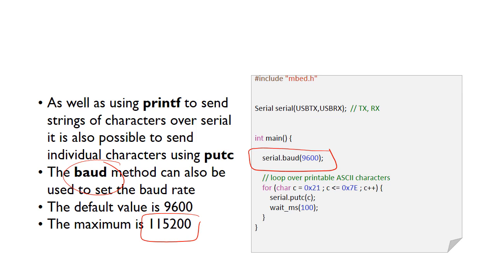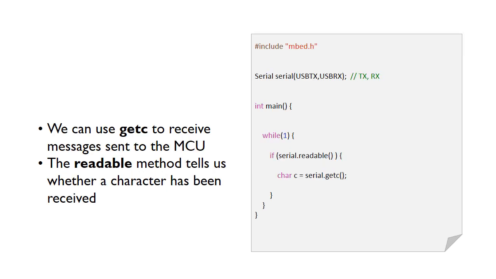You just need to make sure in the serial software that you're using to receive the messages that you set the same baud rate. You need to have the same baud rate on the transmitter and receiver in order for it to work correctly. So that example showed how we can send messages.